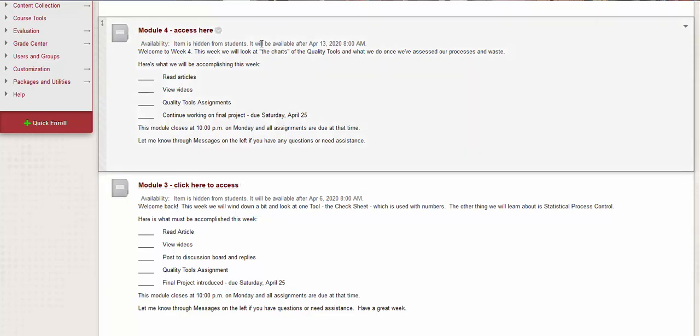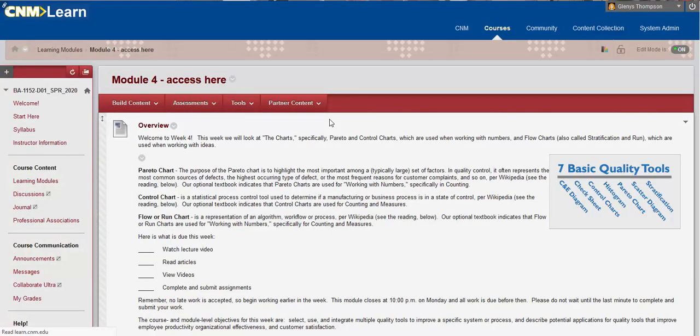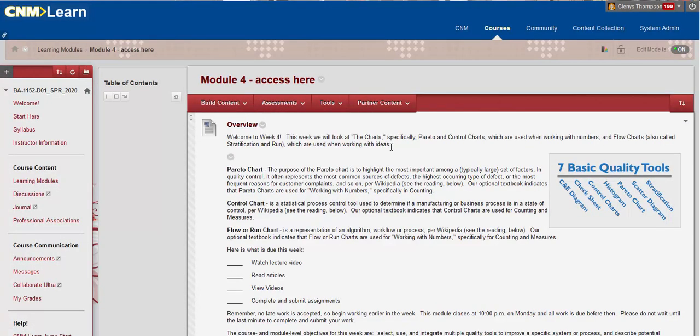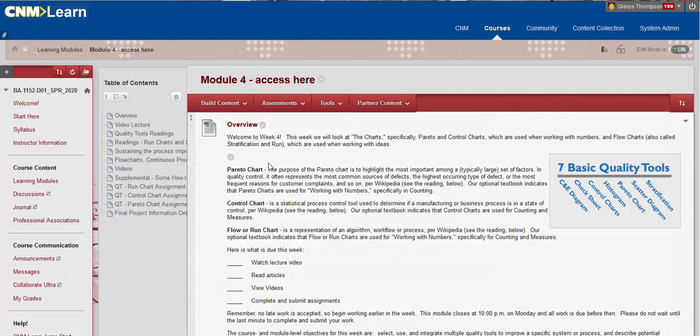We're going to move on to something different this week. Let's move into Module 4 and take a look at what's going on. So this week we're going to look at the charts. So again, we have our little image here. We're looking at Pareto and control charts and flow charts. They're also called stratification and run charts.